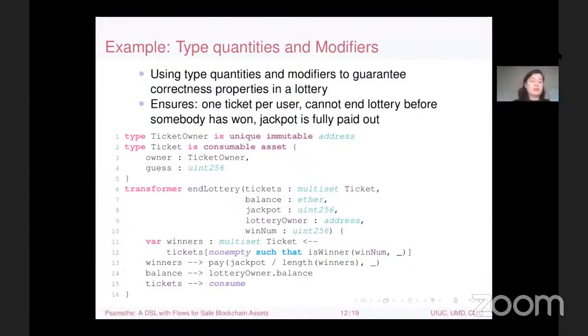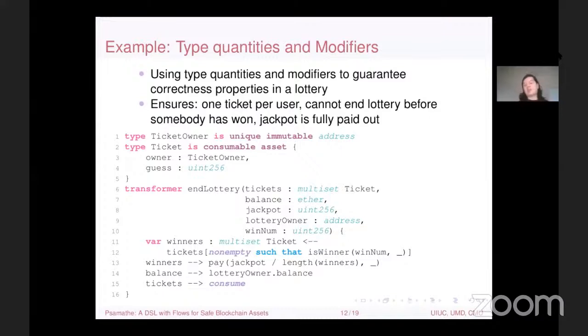And then after that, we want to pay each winner their fair share of the bounty. So we split the jackpot among each one of the winners fairly, and we use a transformer flow to iterate over the multi-set of winners and pay them each their fair share. We ignore the return value because pay in this formulation doesn't return anything, it just updates the balance. And finally, we send the rest of the balance to the lottery owner.